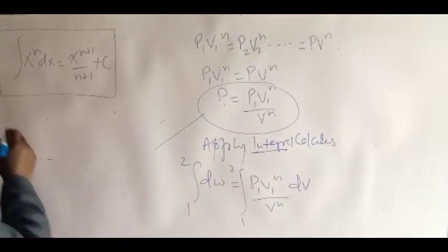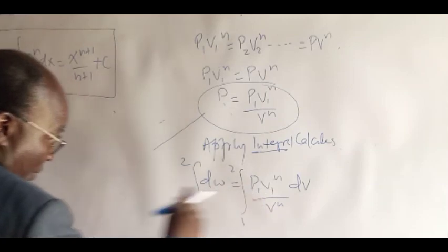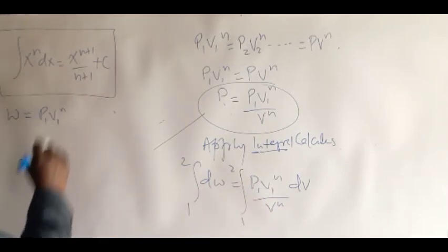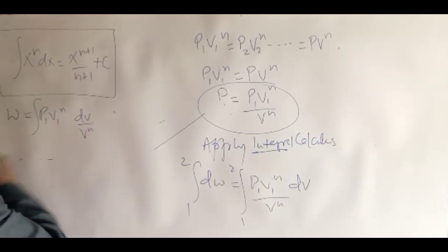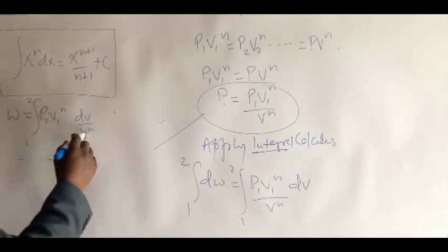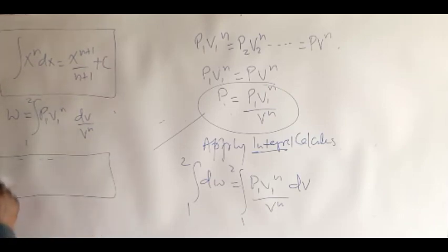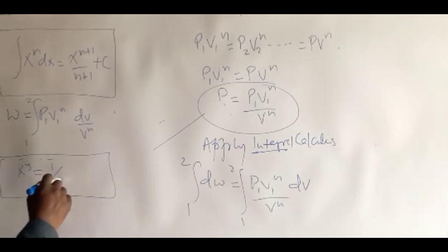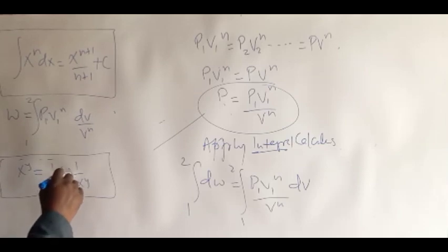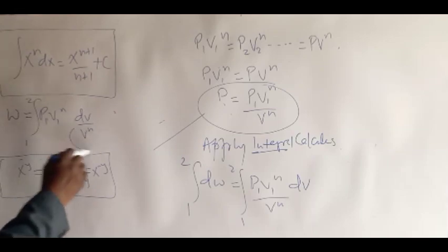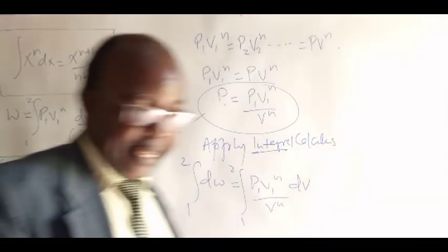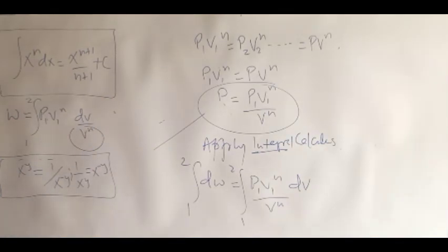So let's rearrange our system. W here is equal to P1 V1^n, integral of dV over V^n from 1 to 2. And remember now that when we have x raised to power y, that can be written as 1 over x to the power minus y. Similarly, 1 over x^y can be written as x^(-y). So I will use that identity here to take it up into my integral.